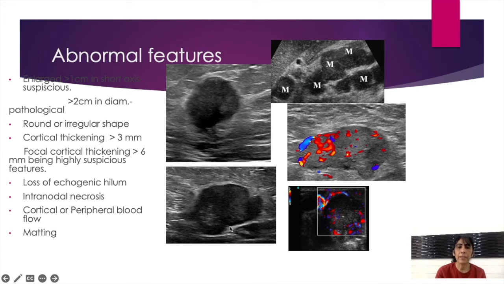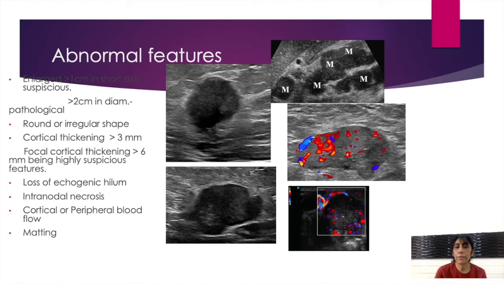So hilum is absent, but remember that benign lymph nodes will show you the echogenic hilum, but these are the criteria which are more suspicious: round shape, irregular shape, cortical thickening more than 3 millimeter, focal cortical thickening more than 6 millimeter is a highly suspicious feature, loss of echogenic hilum, intranodal necrosis, cortical or peripheral blood flow, and matting. Not necessarily are these the features which involve malignant lymph nodes. They may be benign also. Some features may be there in benign also. So this is just telling you that these are the features that should catch your eye.